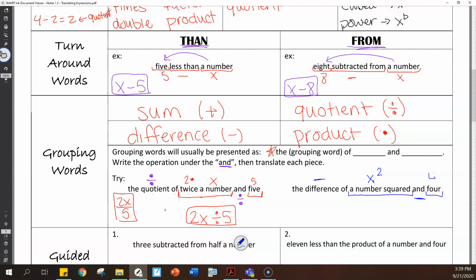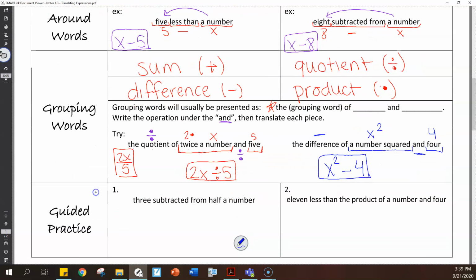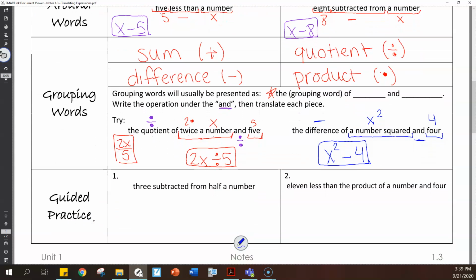Then my 4 is 4. And now I've got that subtraction sign where my and is. That helps me to split this up. So the difference of a number squared and 4. Like I said, this is going to get easier and easier as you practice it. But I want you to watch a couple more examples, and then I will have you try this on your own.